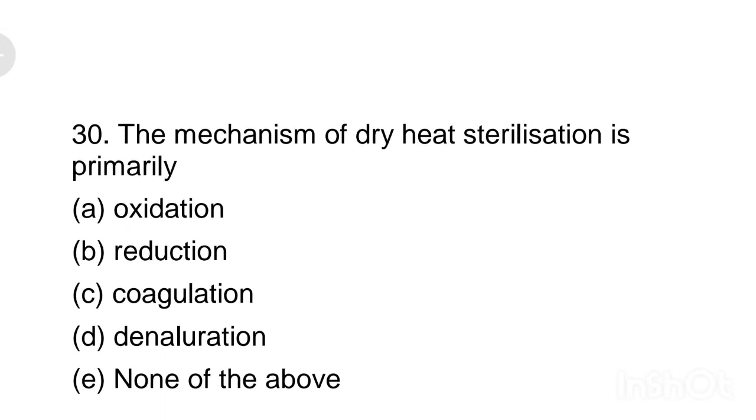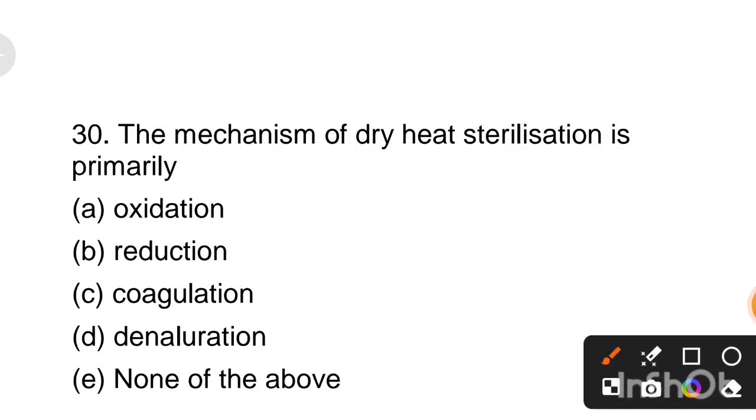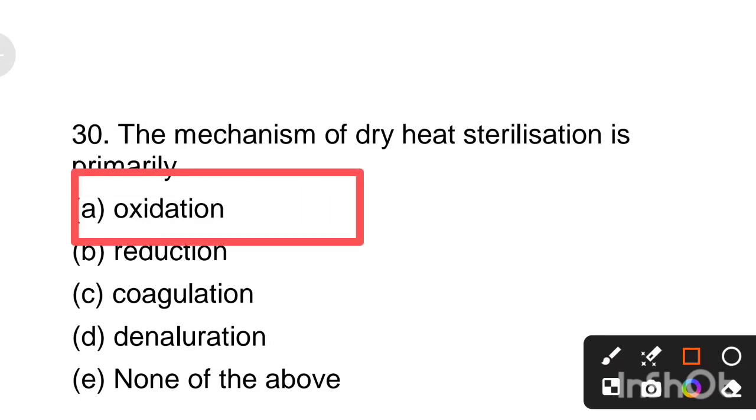Next question. The mechanism of dry heat sterilization is primarily option A, oxidation, option B, reduction, option C, coagulation, option D, denaturation, option E, none of the above. Correct answer is option A. The mechanism of dry heat sterilization is primarily oxidation.